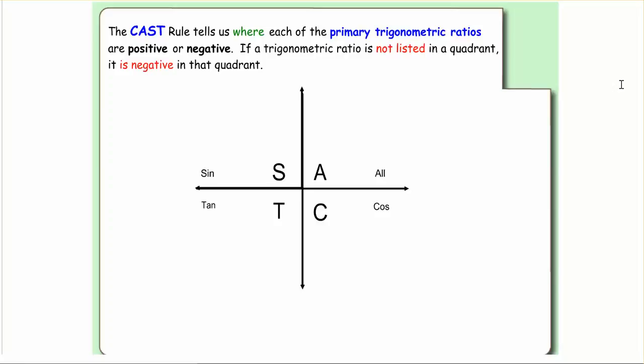All right, the CAST rule. This is something that you guys are going to want to memorize. Maybe write it down up in the top corner of a test if you have a test. The CAST rule tells us where each of the primary trigonometric ratios are positive or negative. It's going to become important here in a minute. If a trigonometric ratio is not listed in a quadrant, it is negative in that quadrant.